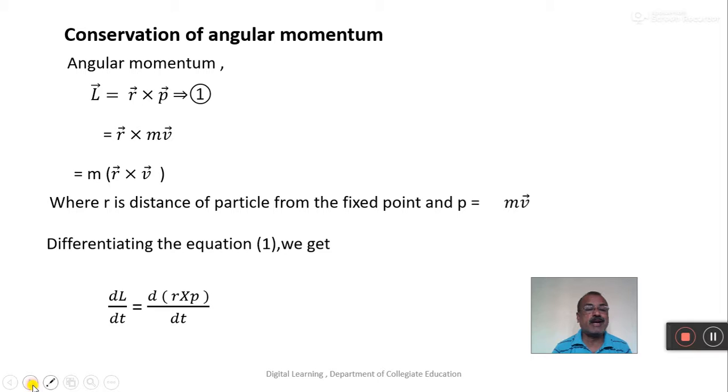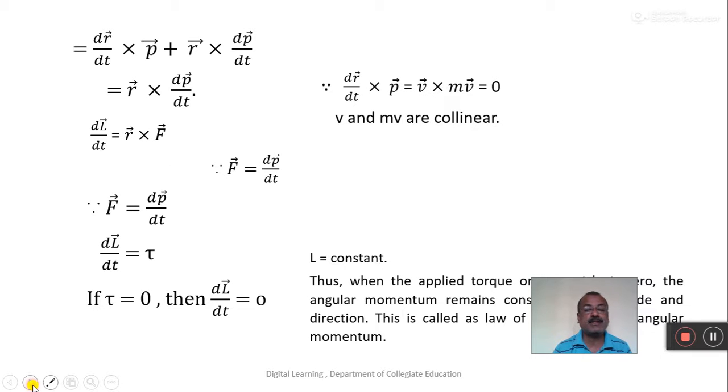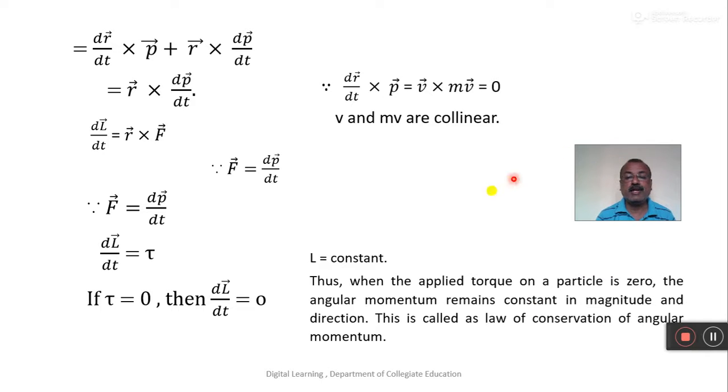Conservation of angular momentum. We can write angular momentum like this. From equation 1 we can derive like this. We can write like this. Finally, we can write dL by dt is equal to 0. We can explain that when the applied torque on a particle is 0, the angular momentum remains constant in magnitude and direction. This is called the law of conservation of angular momentum.